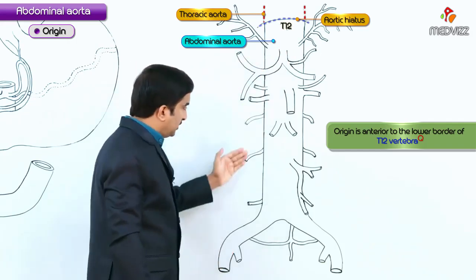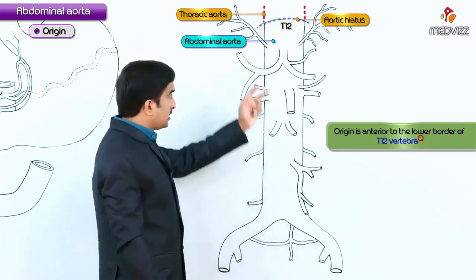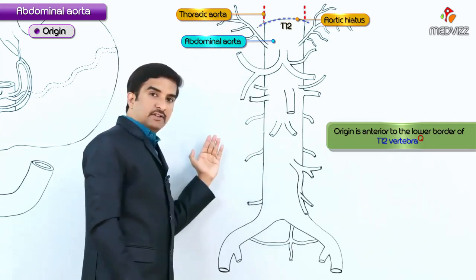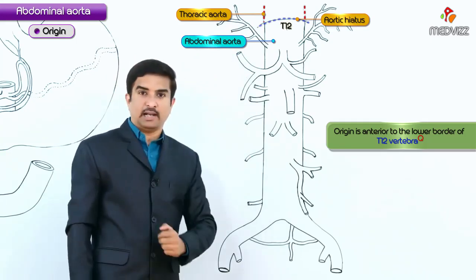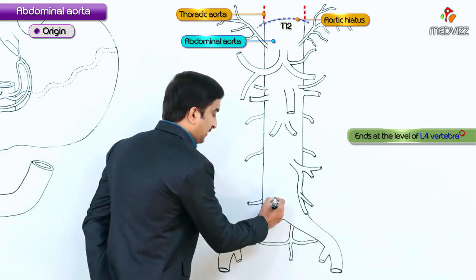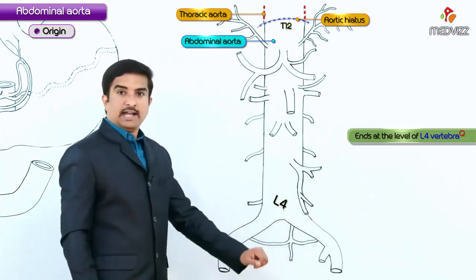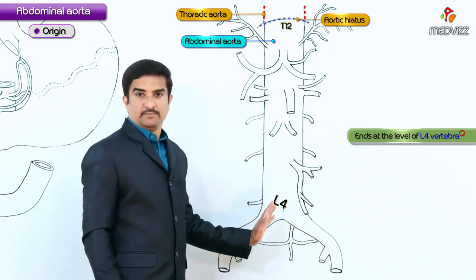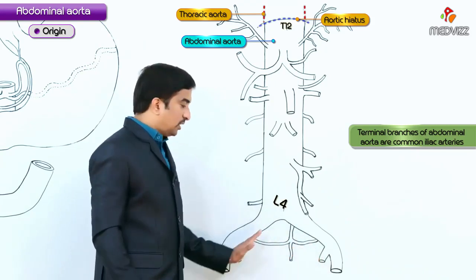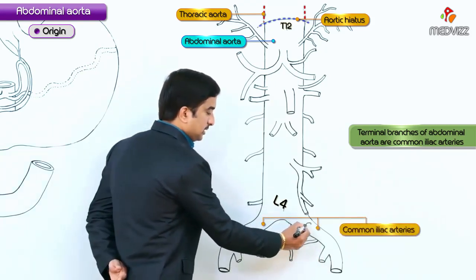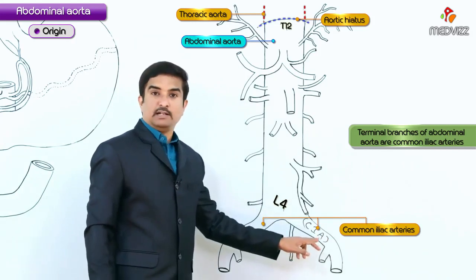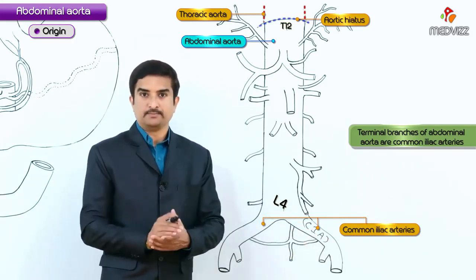So what is the course of this abdominal aorta? It descends through the abdomen, anterior to the vertebral bodies, because posteriorly we have the vertebral bodies and anteriorly you can see the abdominal aorta, and it ends at the level of L4. At the vertebral level L4, the abdominal aorta terminates. So what are the terminal branches? The common iliac arteries are the terminal branches of the abdominal aorta.